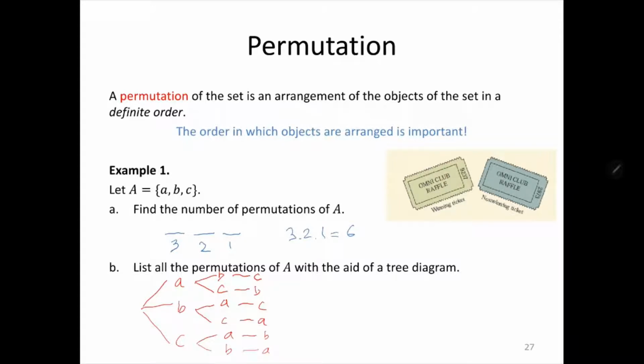So if we want to list all the permutations of A, it will be A, B, C, and then A, C, B, and then B, A, C, B, C, A, C, A, B, and the last one is C, B, A. So as we have counted in part A, there are 6 permutations of A.